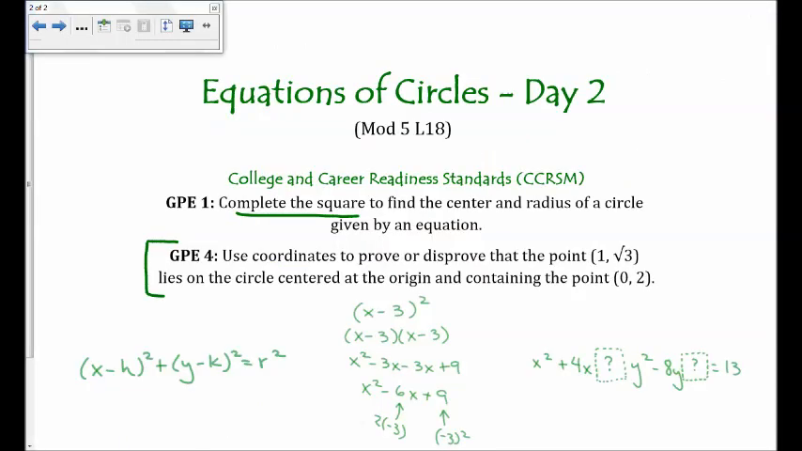All right, this video was about completing the square to find the center and radius of a circle given by an equation. Thank you for watching.